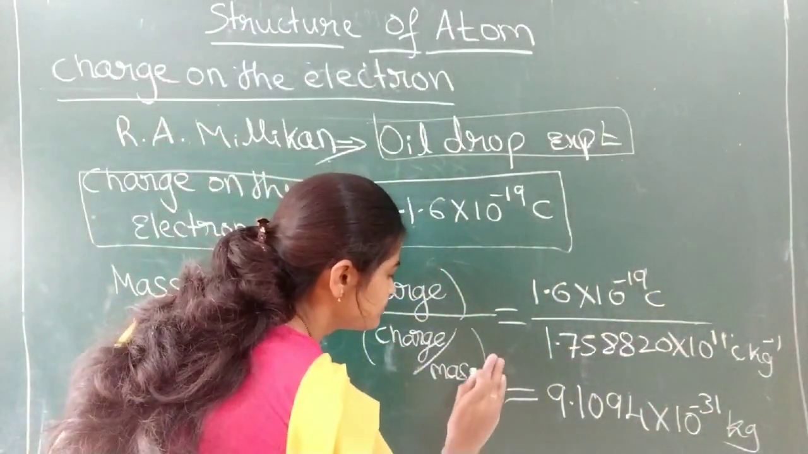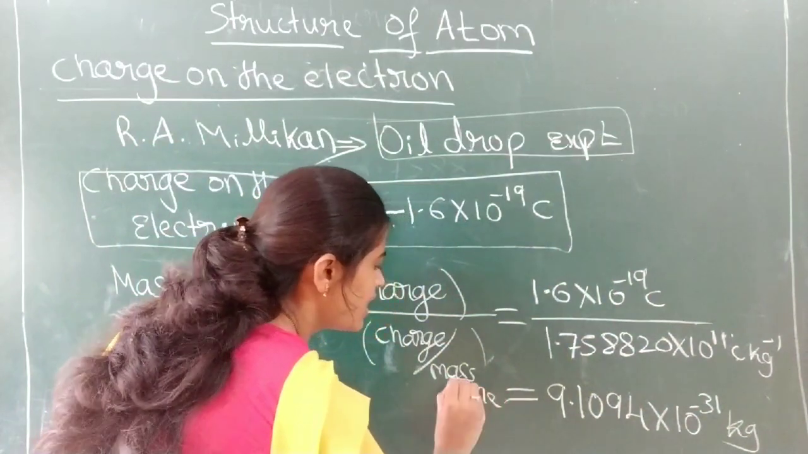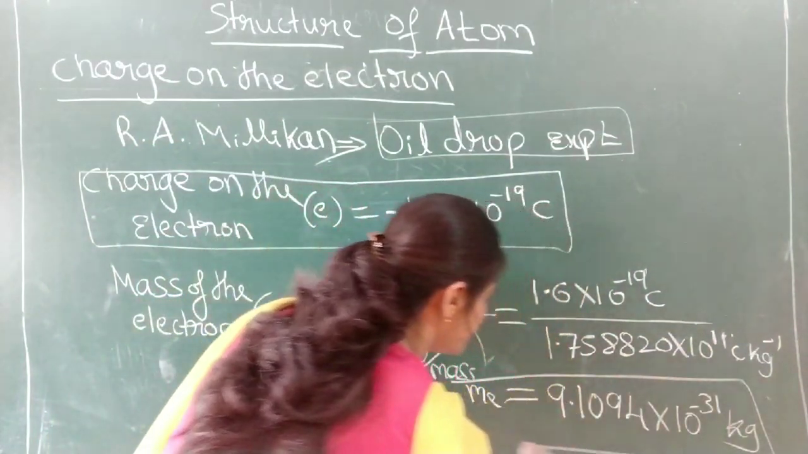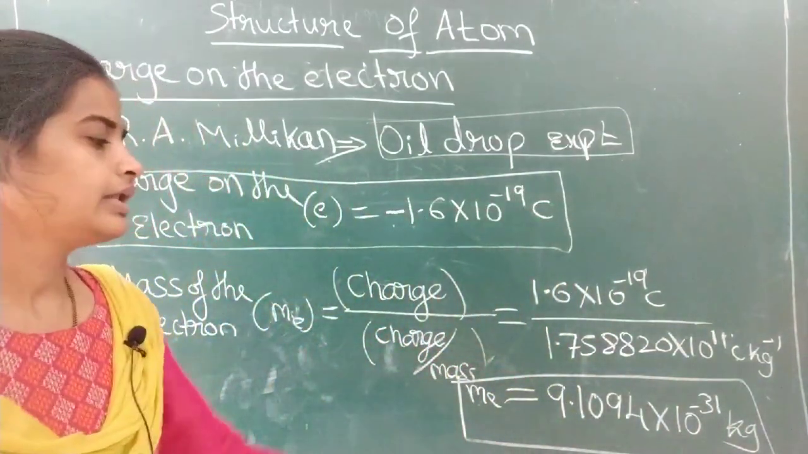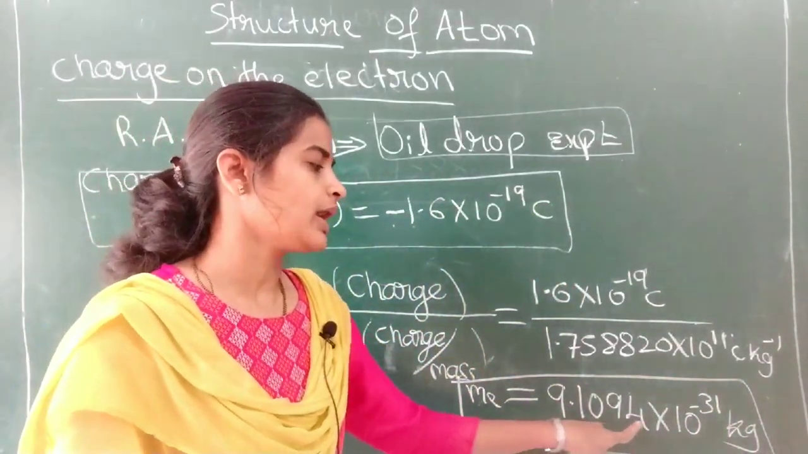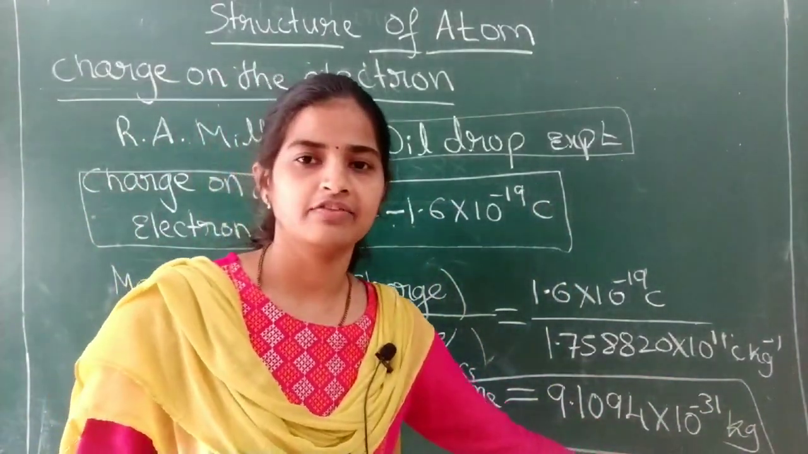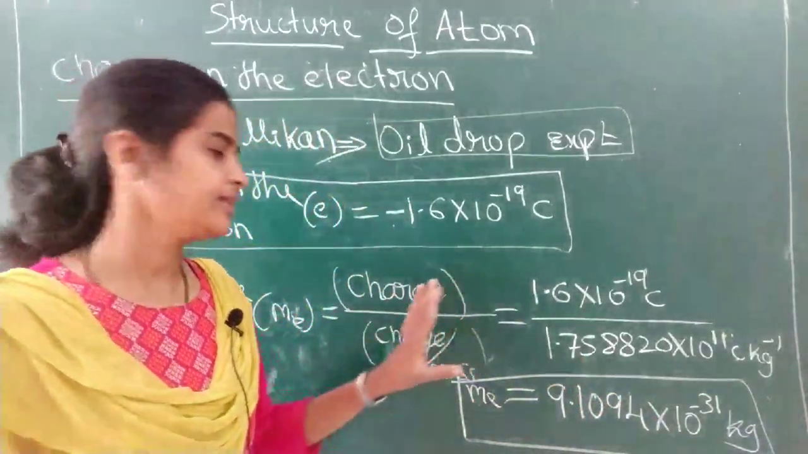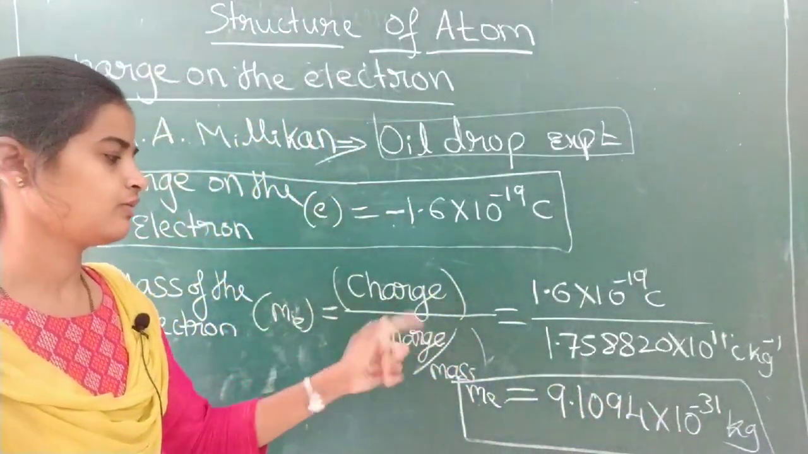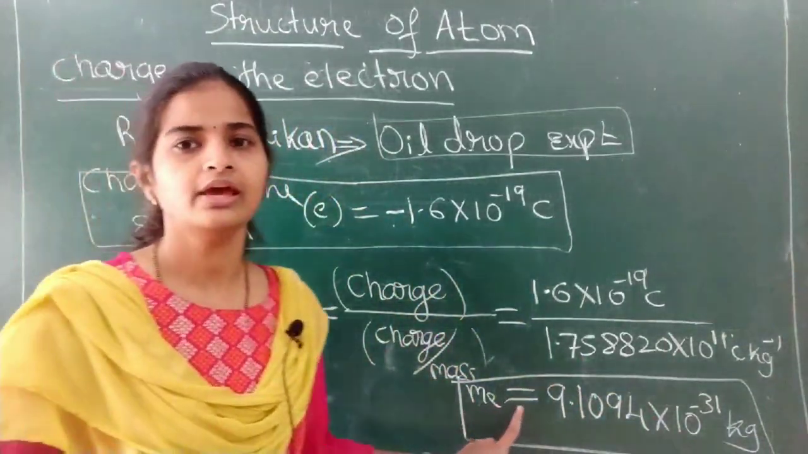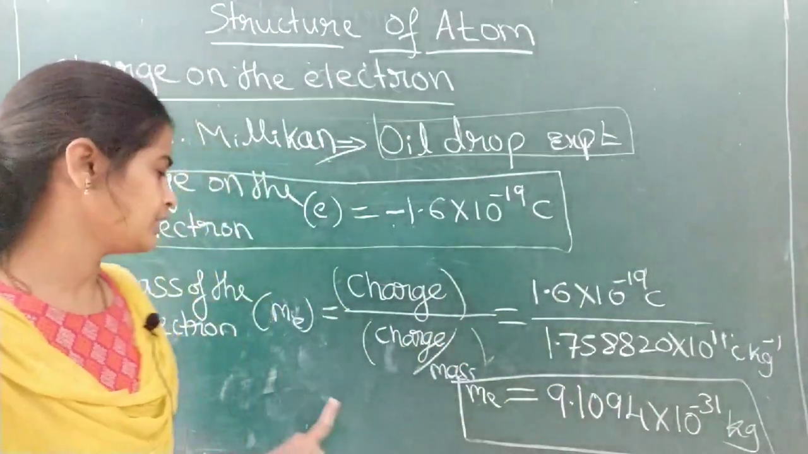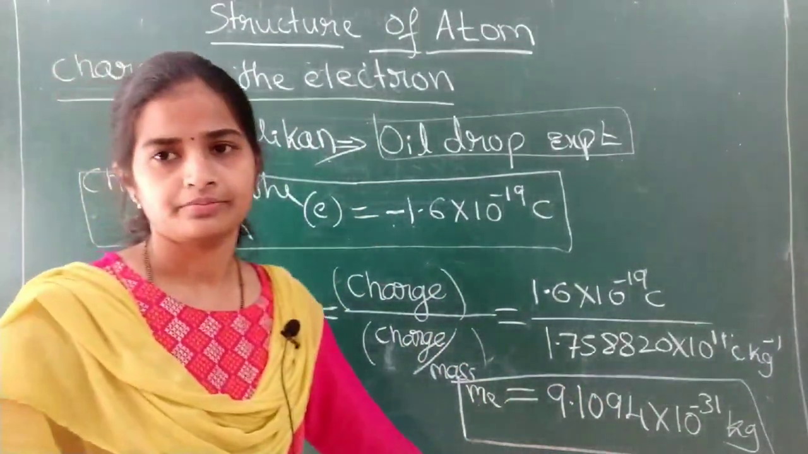So therefore, the mass of the electron was found to be 9.1094 into 10 raised to minus 31 kg. How did we find this? By gathering the information of the charge of the electron and the charge to mass ratio of the electron, we were able to calculate the mass of the electron.